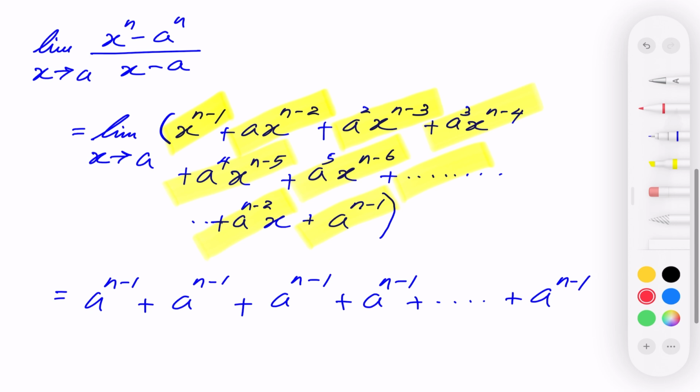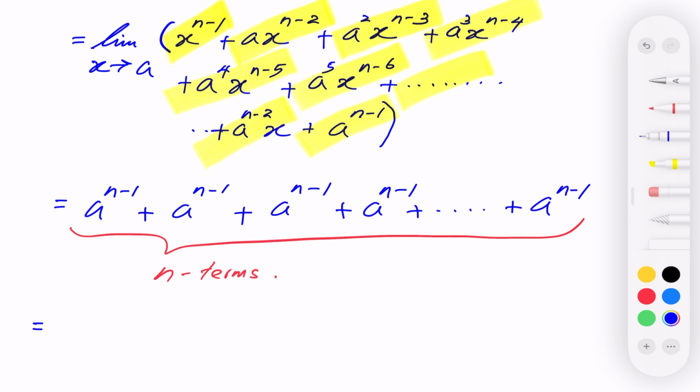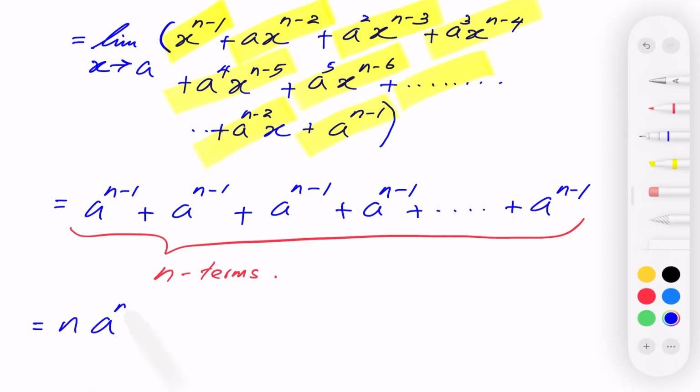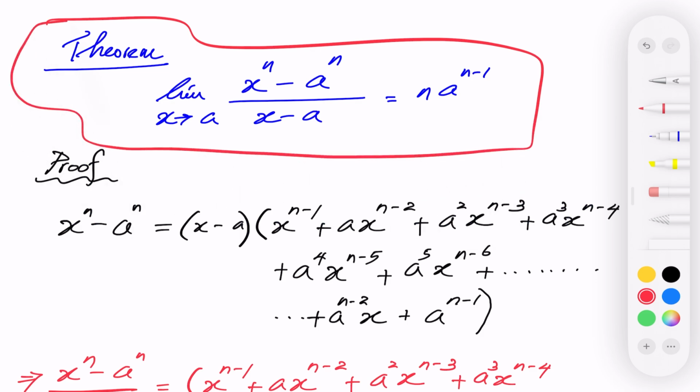Now my question is, how many such terms do we have? We have n number of terms. A raised to the n minus first power is added n times. It should finally reduce to n times a raised to the n minus first power. This is the complete proof of the theorem right here.